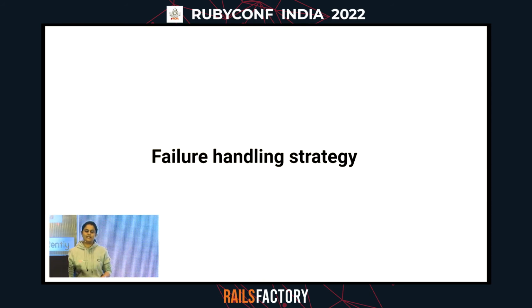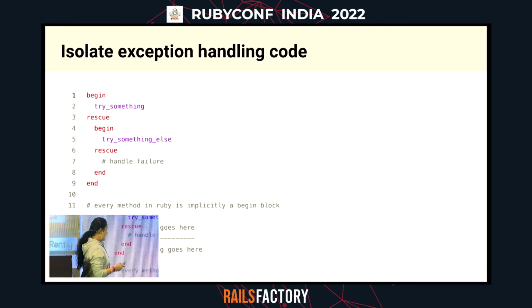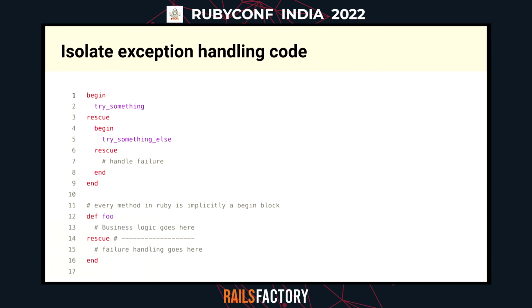Now, let's see some more failure handling strategies. Have you seen code like this before? This is a nested begin block. Code like this is more difficult to understand, maintain, test, and debug. In this code, begin is a code smell.